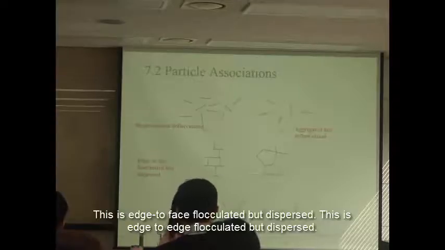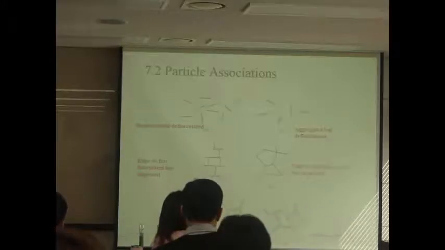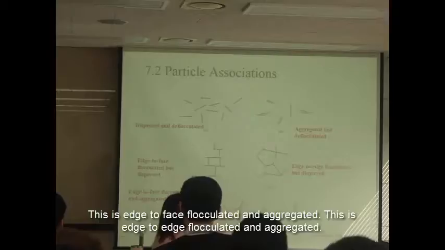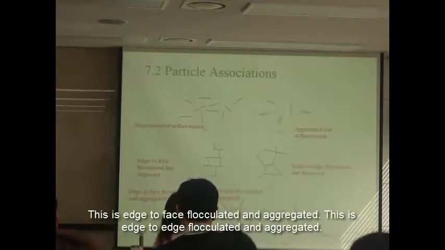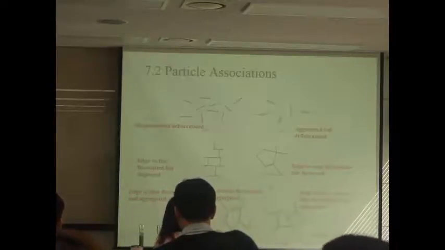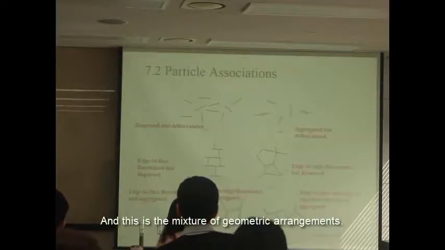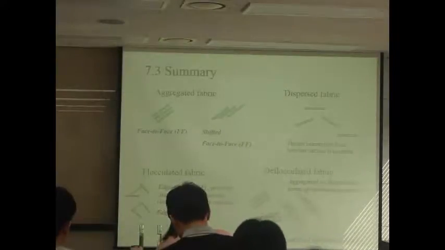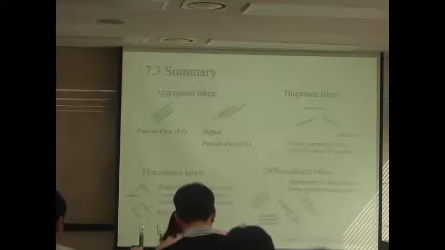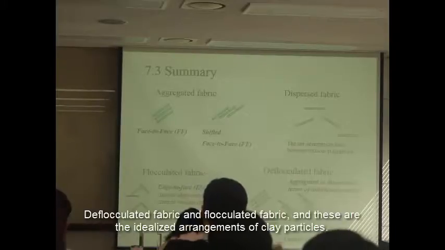And this one will be what? Edge to edge, right? Flocculated but dispersed. And this one is edge to face, flocculated and aggregated. Edge to edge, flocculated and aggregated. And this one is mixed, a mixture of edge-to-edge and edge-to-face geometric arrangements. Deflocculated fabric and flocculated fabric are the common, idealized geometric arrangements of the clay particles.